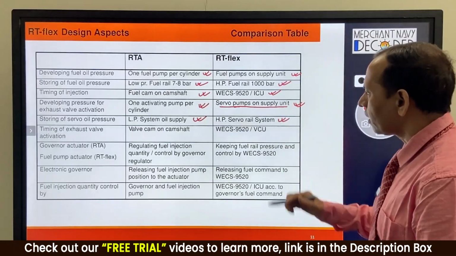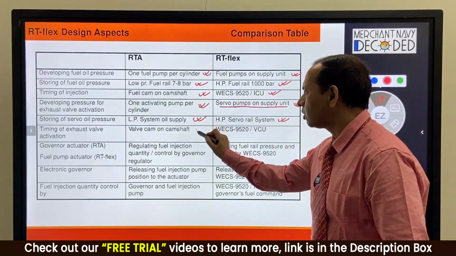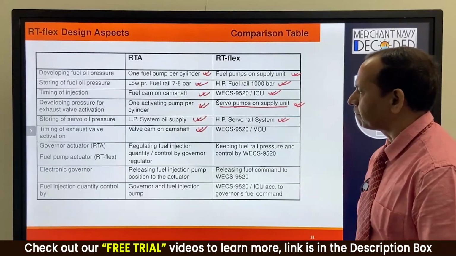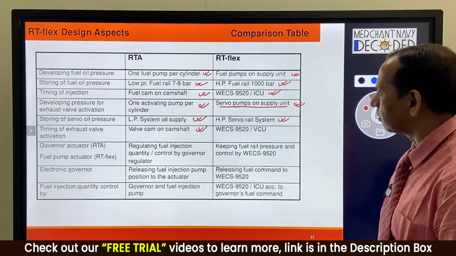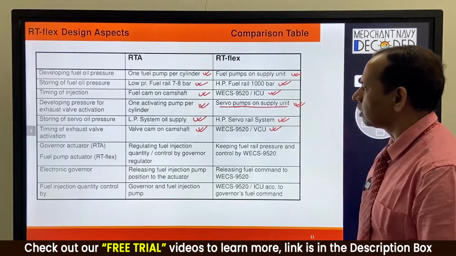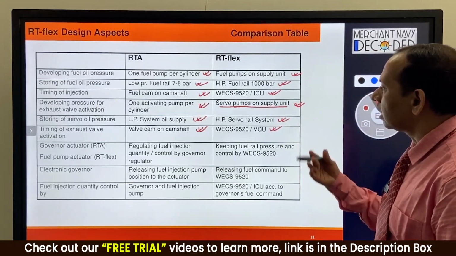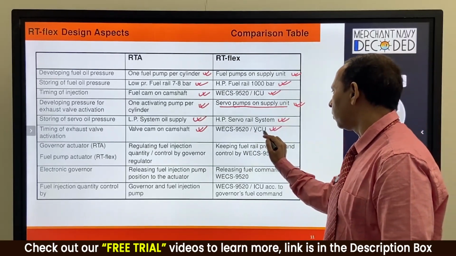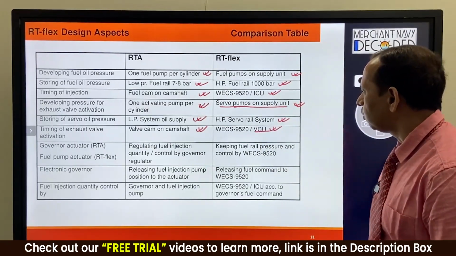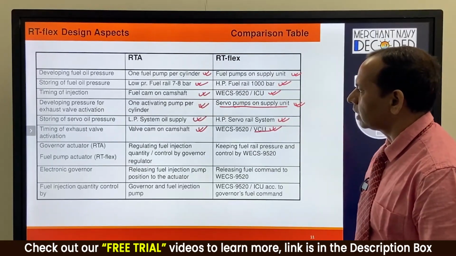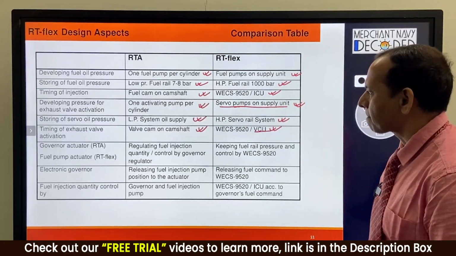Timing, as we mentioned earlier: the exhaust valve actuator is timed by the cam which is mounted on the camshaft, whereas in the RT-Flex engine the timing of exhaust valve actuation is done electronically through the VEX controller, and there is a module called the VCU, valve control unit. That is the important change that has happened in the RT-Flex engine.